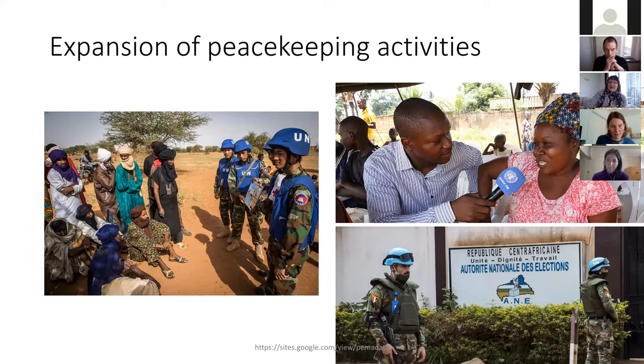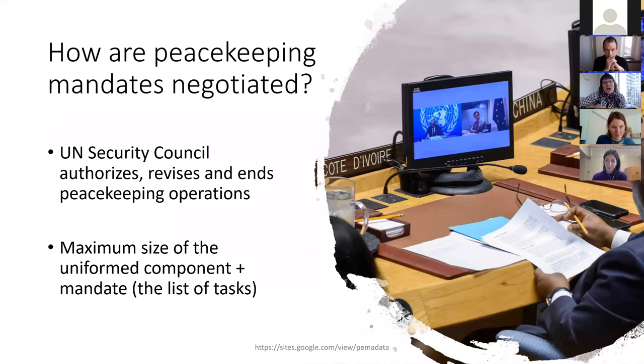And we will talk in more detail about patterns in various tasks assigned to peacekeeping mandates. But before we do that, I would like to say a few words about how peacekeeping mandates are negotiated. So peacekeeping mandates are negotiated by the UN Security Council, which is one of the principal organs of the United Nations. It's a body that consists of five permanent members, the US, the UK, France, Russia, and China, and 10 non-permanent members that serve two-year terms on the council and they're elected.